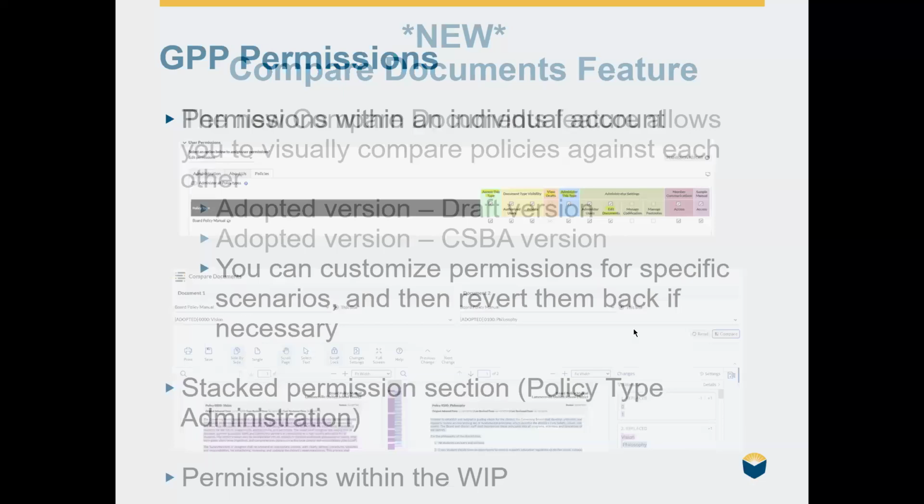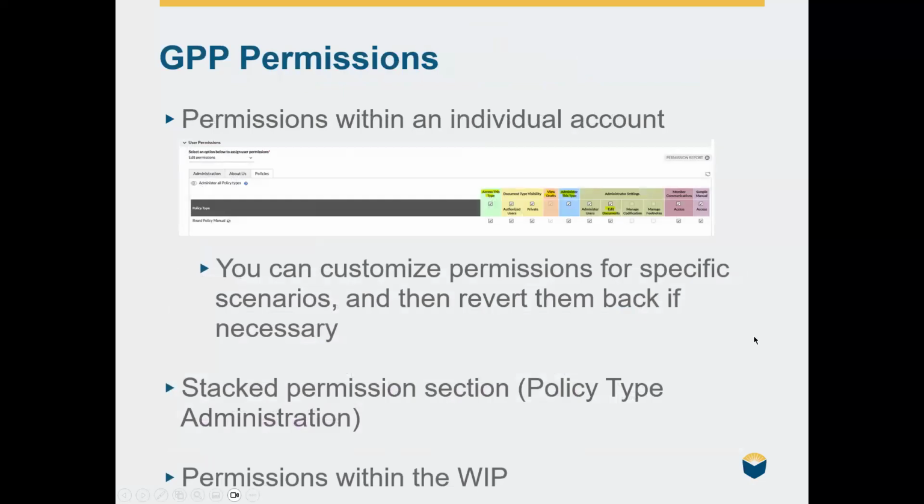And then, sorry about that, the stacked, what I call the stacked permissions section, which is in the policy type administration area, where you can see everyone's permissions all stacked on top of each other, which can be pretty efficient if you're looking to see who all has the ability to do different things, or if you're looking to change who has the ability to do certain things on a mass level as opposed to one by one. And then finally, the permissions within the work in progress area, which allow you to edit permissions relating to individual drafts. So who can read those individual drafts and who can edit those individual drafts.